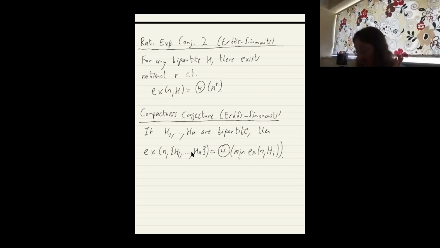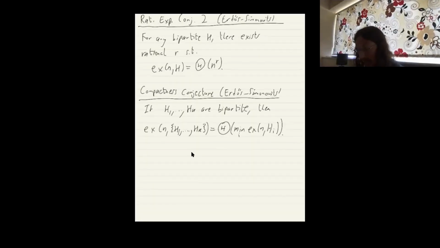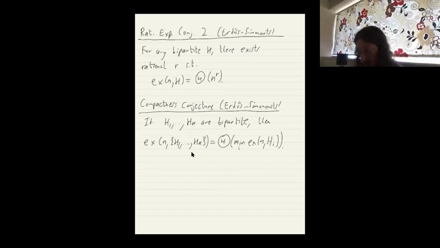Again, depending on how time goes, I might get back to this at the end. Both of these are known to be false for hypergraphs. So if they're false for hypergraphs, I see no particular reason why they shouldn't be false for graphs as well. Okay, so how does this random algebraic method impinge upon these questions?